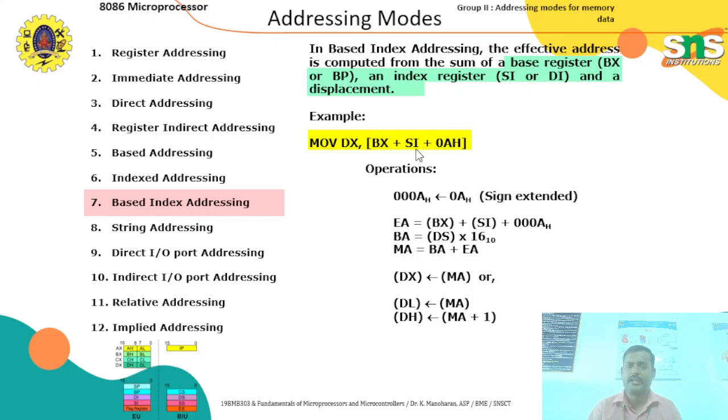So base register plus SI plus the value will be added and this will be the effective address. So data segment times 16 plus this value, that is BX plus SI plus 0A, will be added and that will be considered as the physical address. From that location, data will be moved to DX. DX is 16-bit, so the content of this address will be moved to DL and the next location content into the DH register.